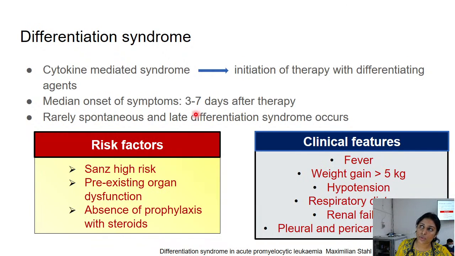The risk factors associated with differentiation syndrome include Sanz high risk, pre-existing organ dysfunction, and absence of steroid prophylaxis. Common clinical features which we should be aware of when we are suspecting a differentiation syndrome include fever, weight gain, hypotension, respiratory distress, renal failure, and effusions, both pleural and pericardial.